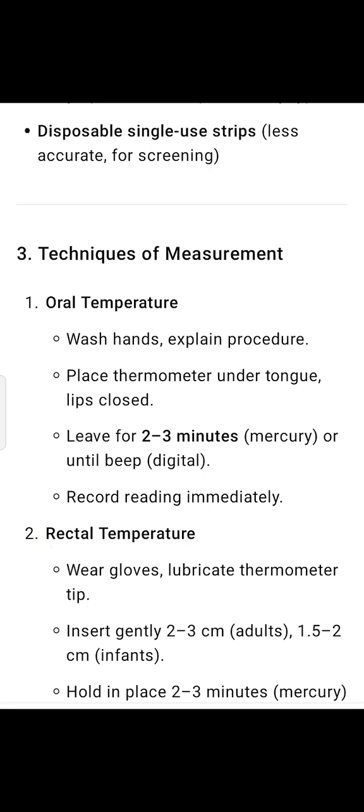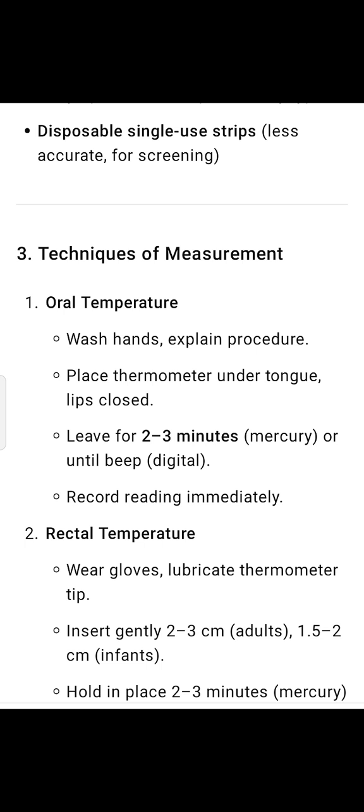Techniques of measurement, how we can measure oral temperature. For oral temperature we have to wash hands and explain the procedure. Place the thermometer under the tongue, lips closed, lips should be closed, leave for 2 to 3 minutes until it beeps. When the thermometer beeps it means we have taken the reading. Record the reading immediately. Now rectal temperature, wear gloves, lubricate the thermometer tip.